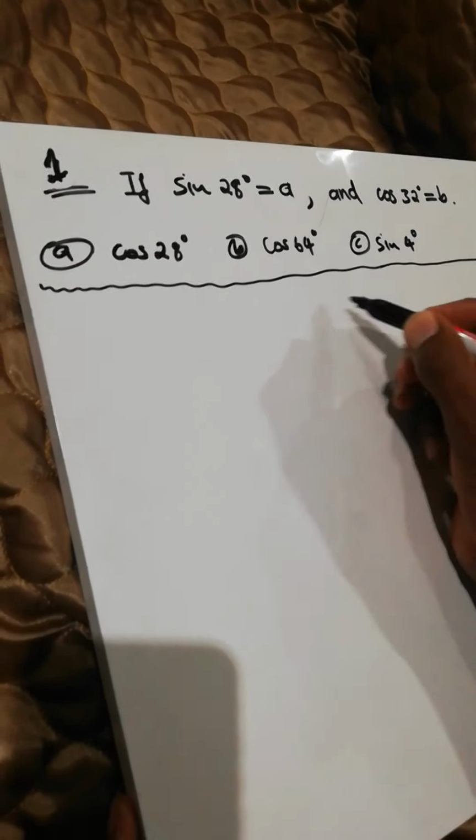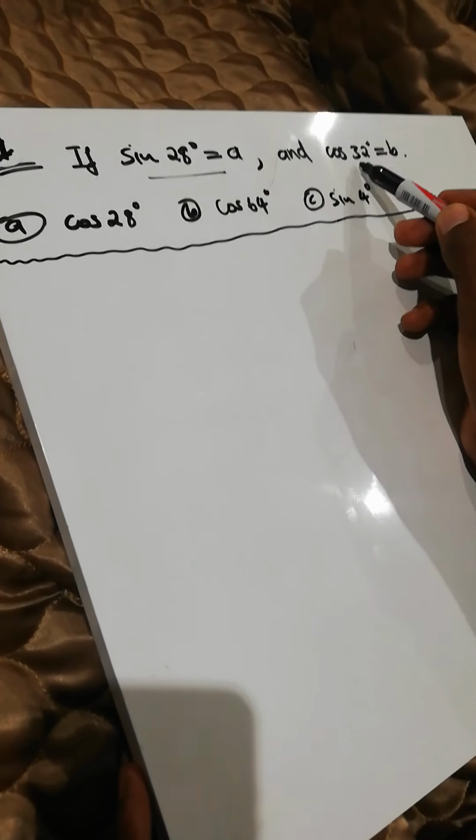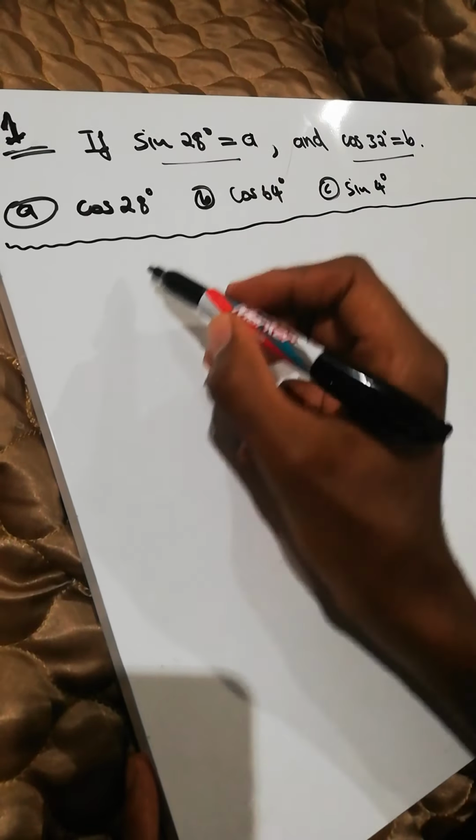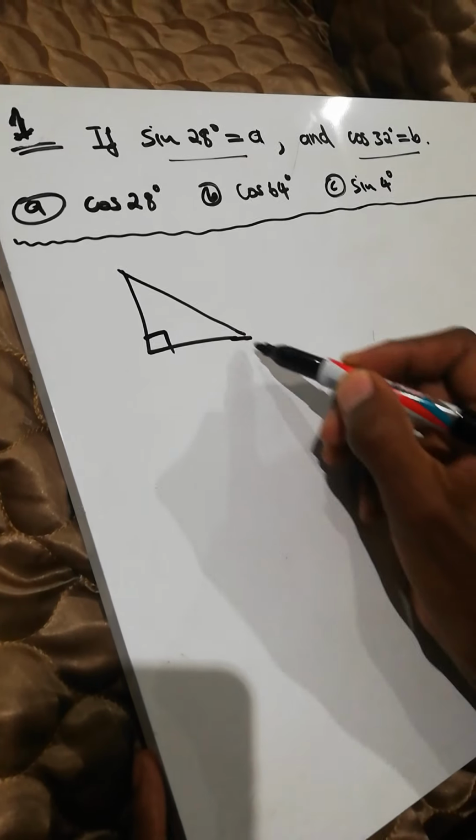A, B, and C in terms of A and B. So the first thing that you do, you draw the diagrams to represent this part, draw another diagram to represent this part. So for this one, we're going to have this particular diagram as its representation.